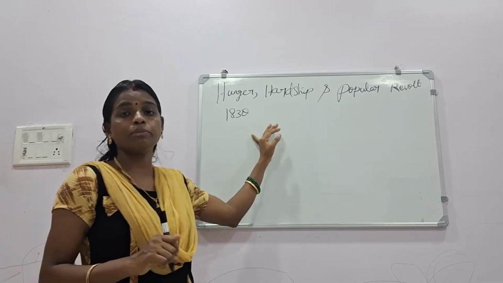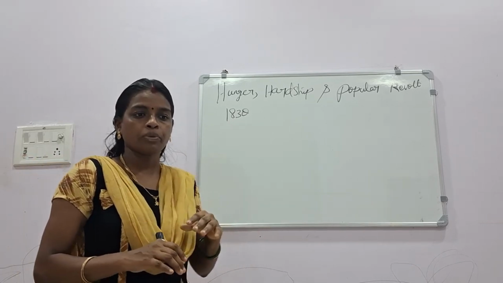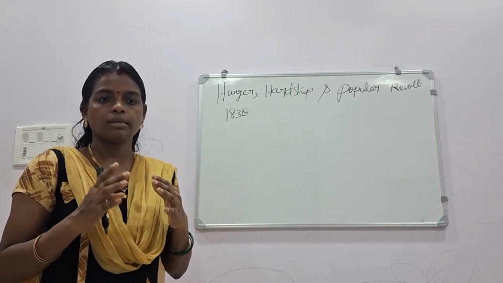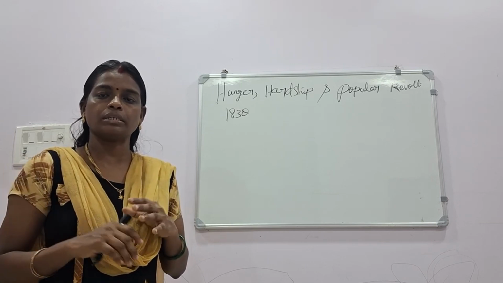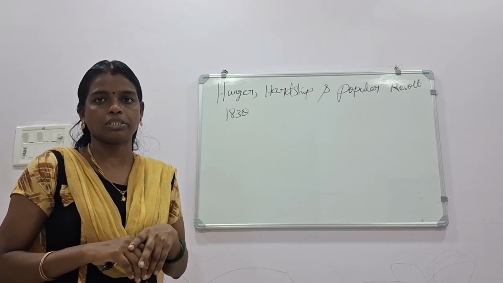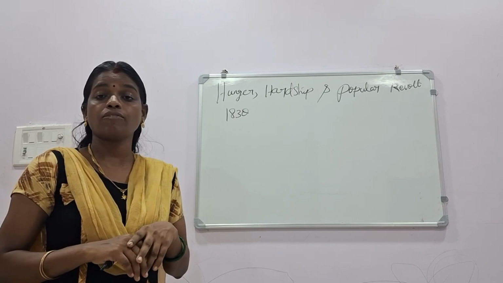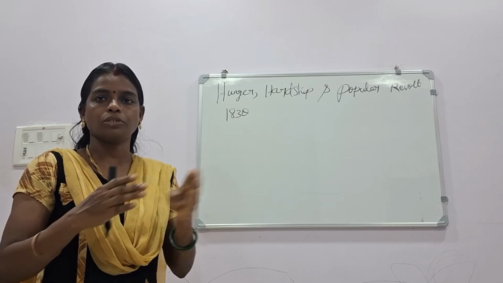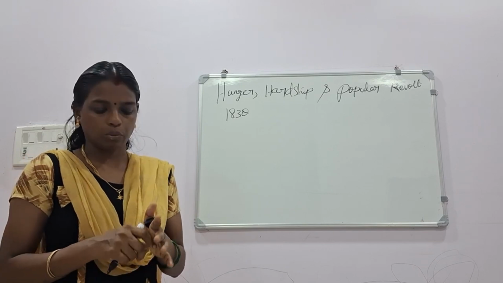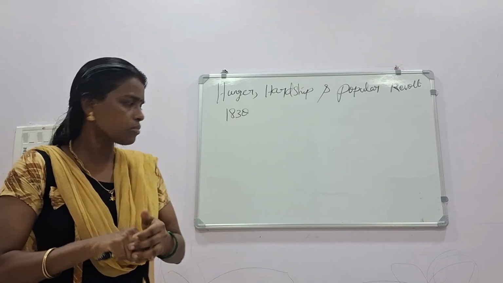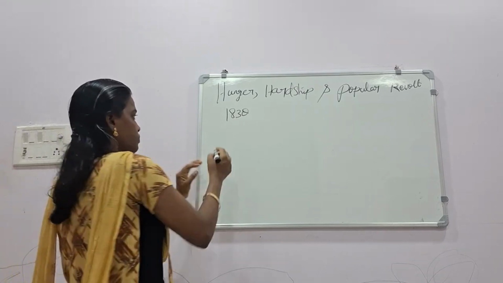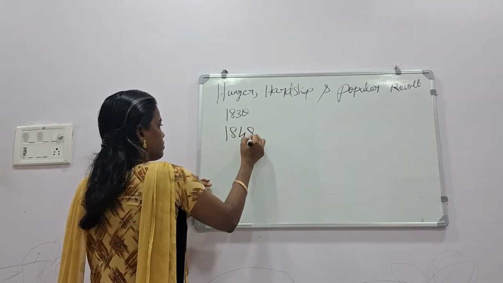So when there was more population, the people didn't have job opportunities, and there was a reduction of cultivation and a reduction of food supply. When these problems were faced by the people, they got involved in a revolt. Especially the year 1848.